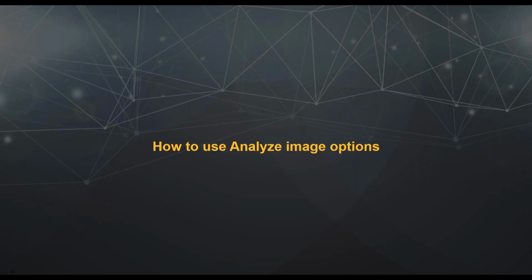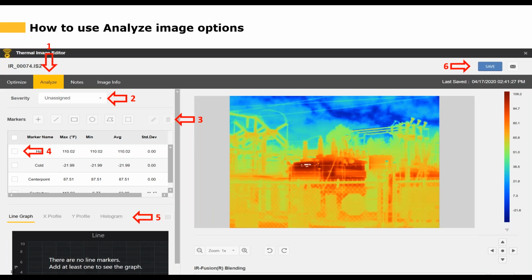All right, our next section is how to use Analyze Image Options, where we will cover each of the options available in detail. So here in the image editor, once again, that's our file name. We're on the Analyze section of the software. We can set the severity level. We've got a couple different options for severity: normal, moderate, severe, and extreme. We can add custom markers, a point marker, a line marker, a rectangle, and so on.